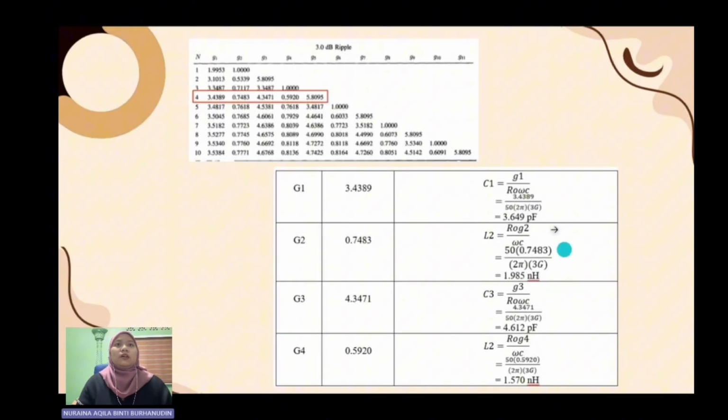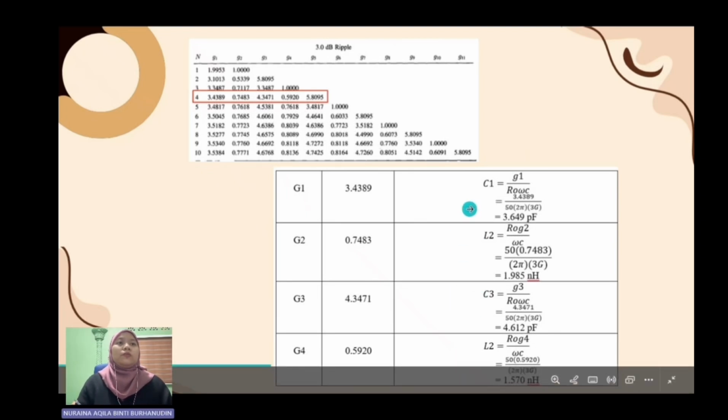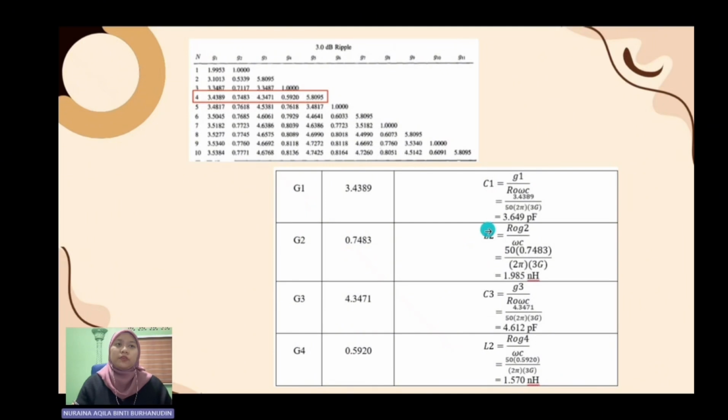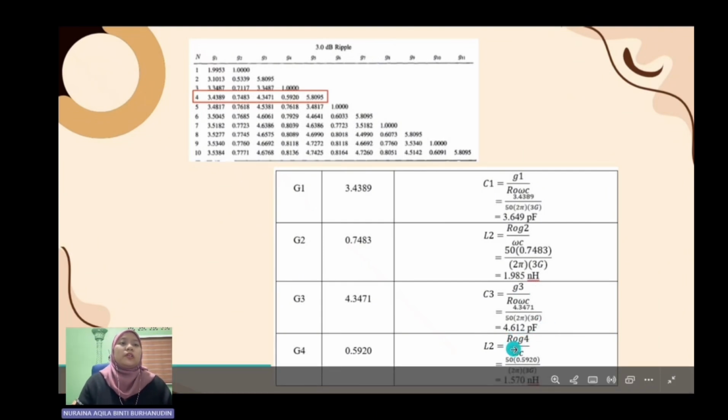Next, for the 3 dB ripple that we got before, where n is 4, we use this table for G1, G2, G3 and G4. From the calculation, we get C1, L2, C3 and L4. For C1, we get 3.649 picofarad. For L2, we get 1.985 nanohenry. For C3, we get 4.612 picofarad. And for L4, we get 1.570 nanohenry.